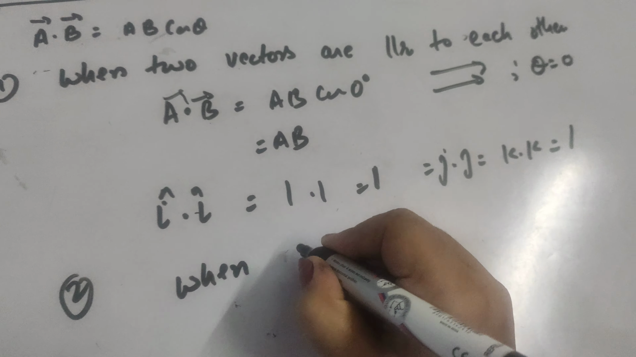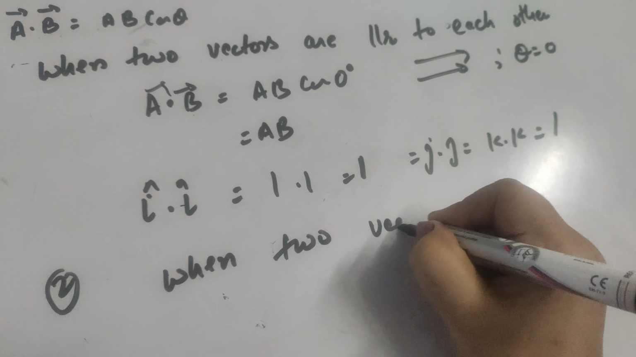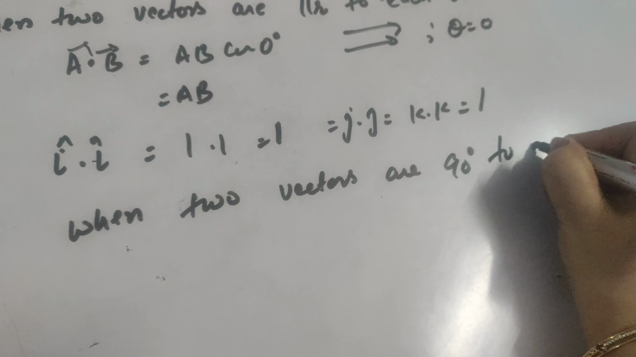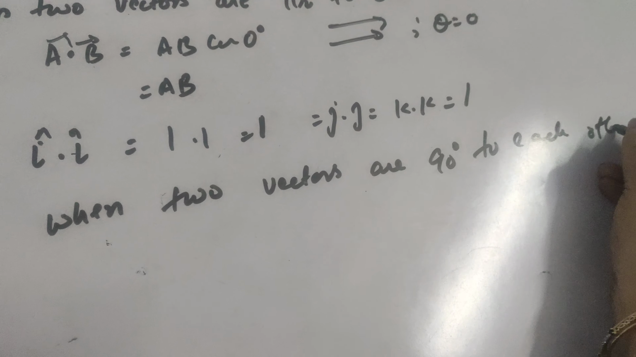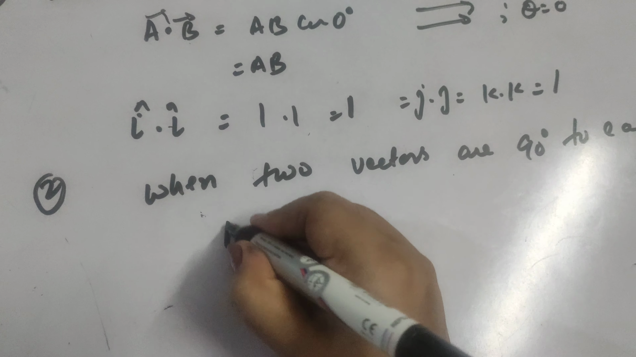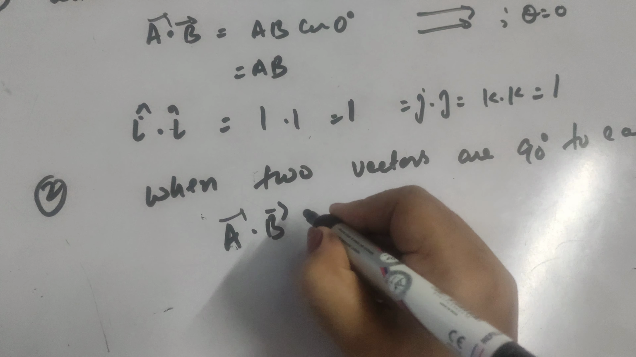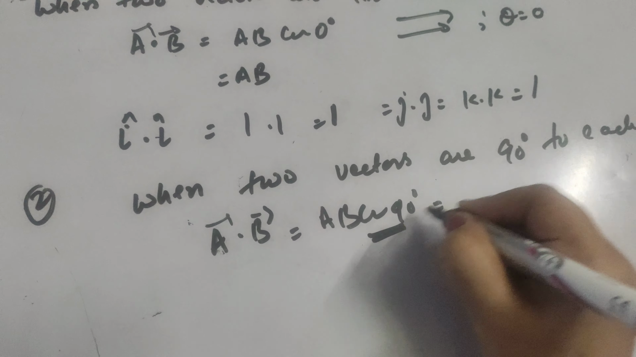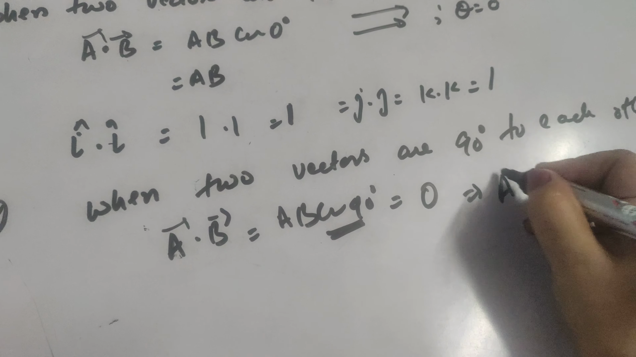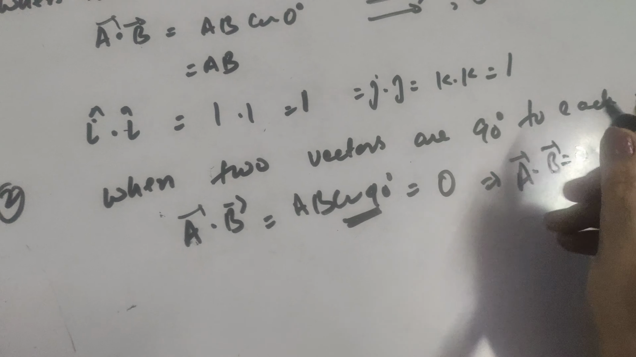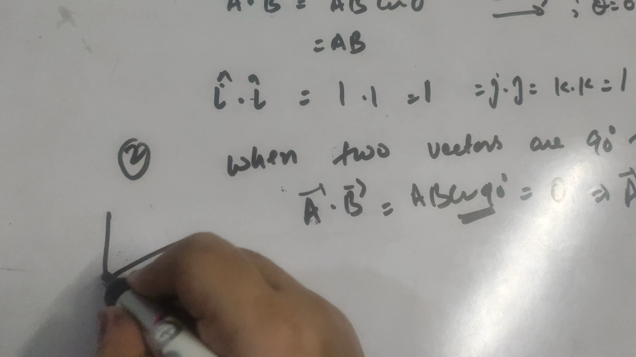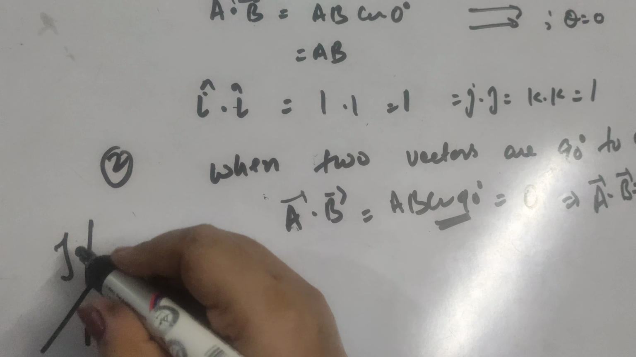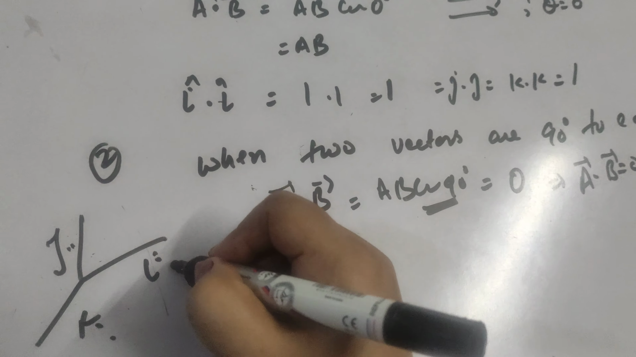Second case is when two vectors are 90 degrees to each other. In that case a vector dot b vector is equal to a b cos 90 degrees, so that is equal to 0, so a dot b is equal to 0. Now we know that when we are talking about the coordinate axes i, j and k, i is perpendicular to j, j is perpendicular to k and k is perpendicular to i.